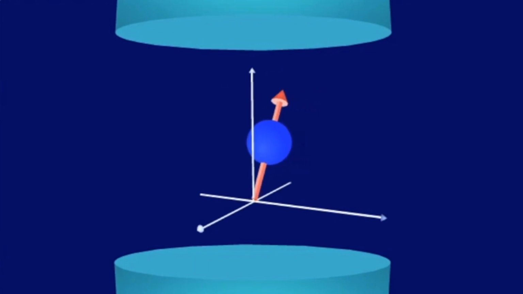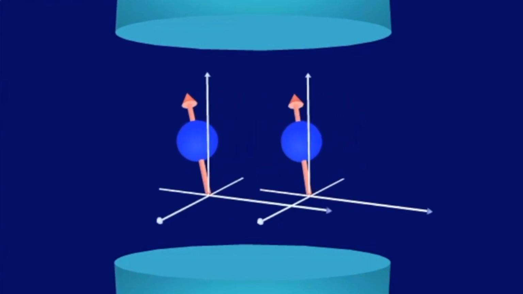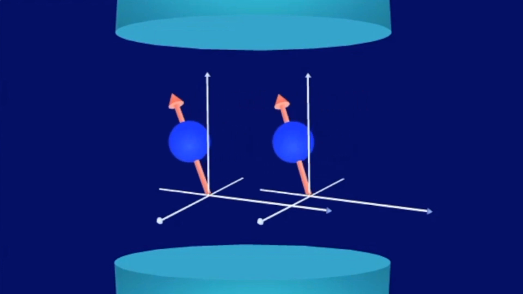We heard earlier that protons precess with a frequency which is determined by the magnetic field strength that they are in. And all the protons should experience the same magnetic field. This, however, is not the case.